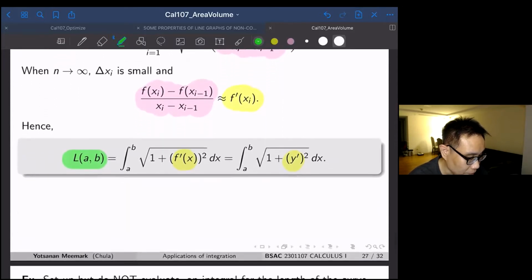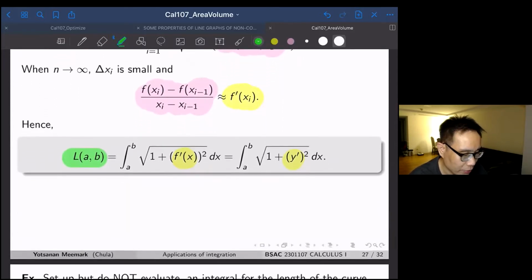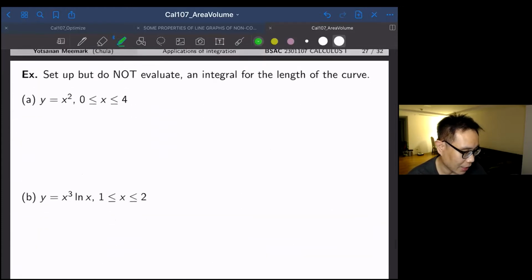For this one, sometimes we don't have to graph the function, which is a good advantage. Even if we don't know the graph of the function, it's just one formula: the integral from a to b of the square root of 1 plus f prime of x squared dx.